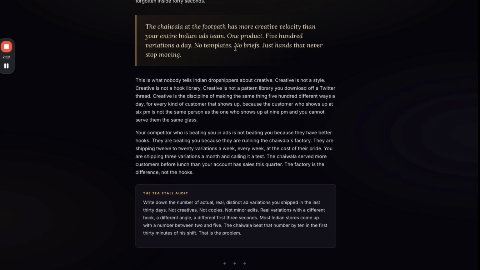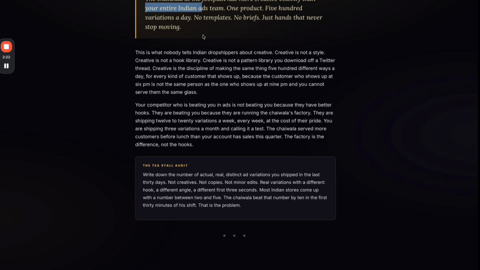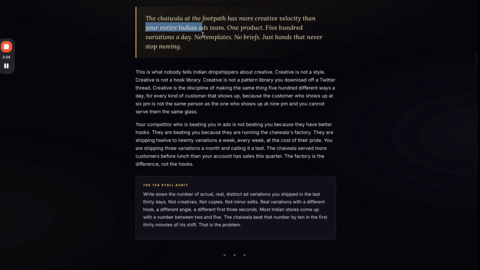The chai wala at the footpath has more creative velocity than the entire Indian ads team. 1 product, 500 variations a day. No templates, no briefs, just hands that never stop moving. Okay? I hope you got where I'm going with this here.